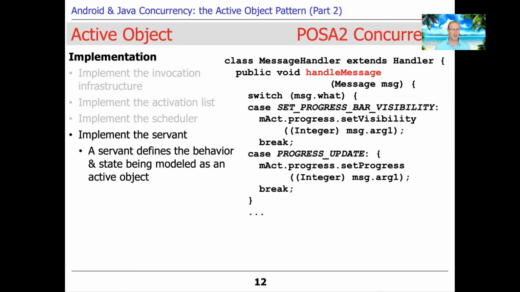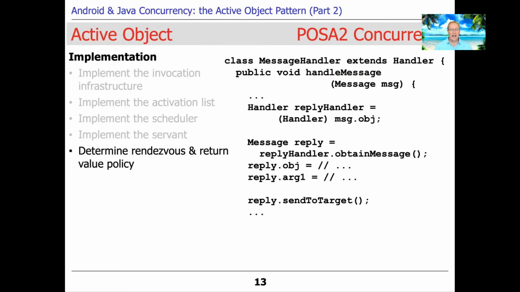You can see here what we do in this particular implementation, or the way that Android handles it: you can take a look at the what field in the message that's passed, and you can control what those values are. In this case, just for the example, we're going to have set progress bar visibility. That's one capability you can do in handleMessage. You can do a progress update. These are just different things that you can use to update the state of the user interface in the user interface thread. And then there's also a way of determining the rendezvous and return value policy.